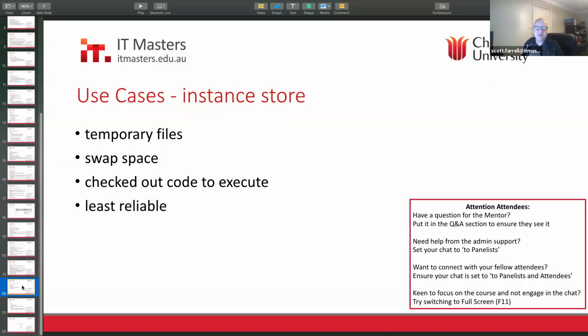And I think we talked about the use cases of instance stores, temporary files, swap files. Checked out code might be okay, because that's temporary. If you're going to check out the code from your source repository and execute it, it doesn't matter if that's lost, because if you start up another instance, you've got to check out the code and execute it again anyway. So that's okay. And remember that's least reliable.